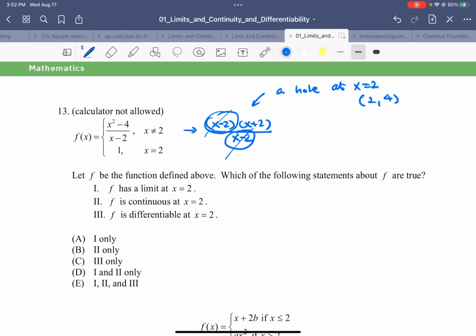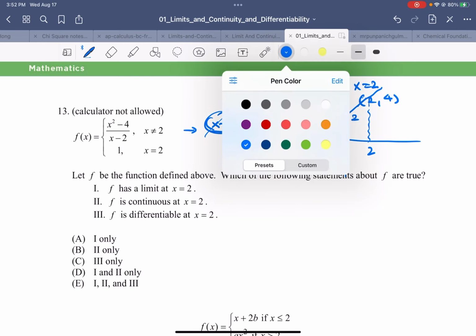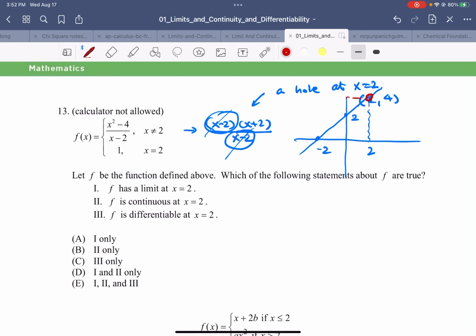So let's quickly graph it. After you cancel, you're going to have only this x plus 2 linear line, right? So then like this. So y-intercept 2, this one x-intercept negative 2. Now when x equals 2, there is a hole. Okay, there's a hole. Y value is 4. That's what we found out, 2 comma 4. Okay, that's the graph. Now let's talk about it. And then when x equals 2, f is 1. So actually there's a dot.